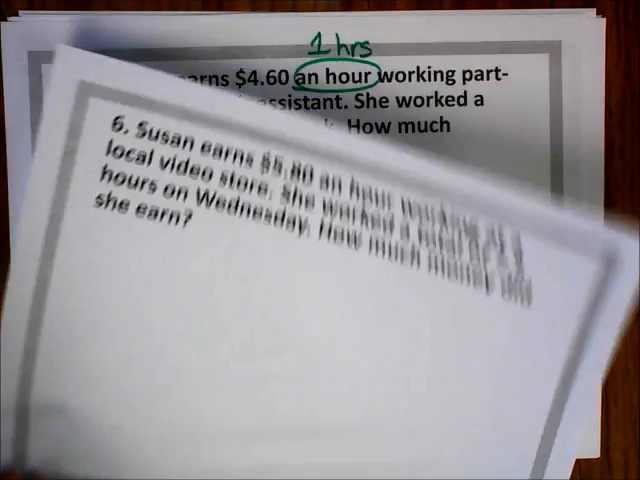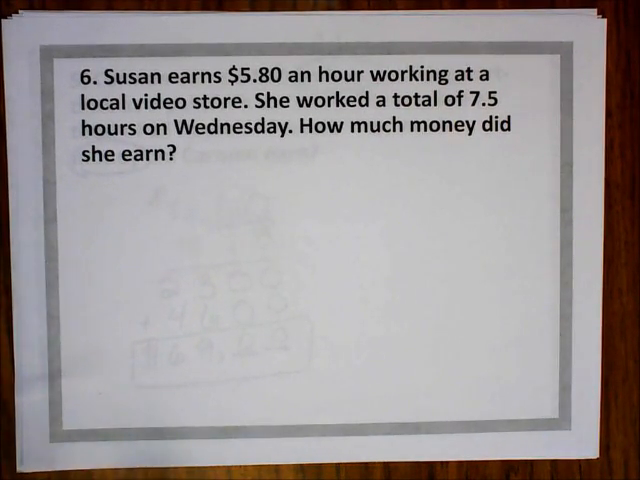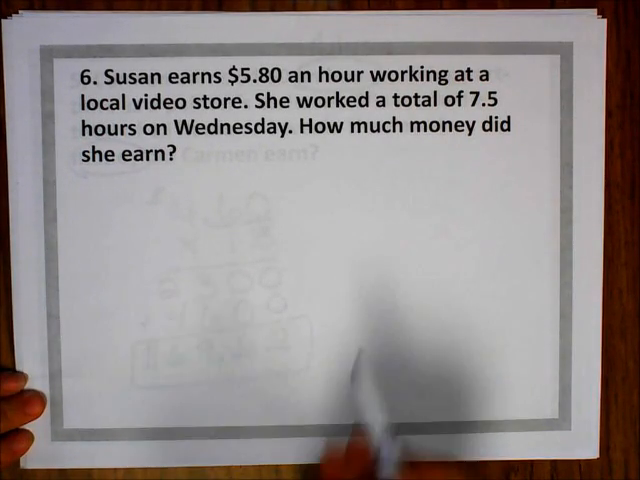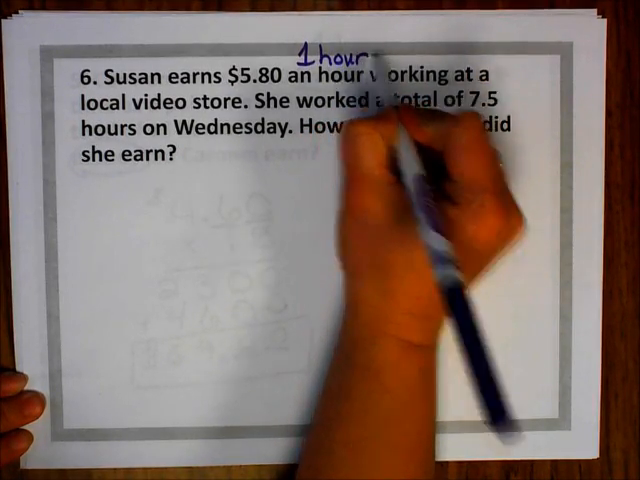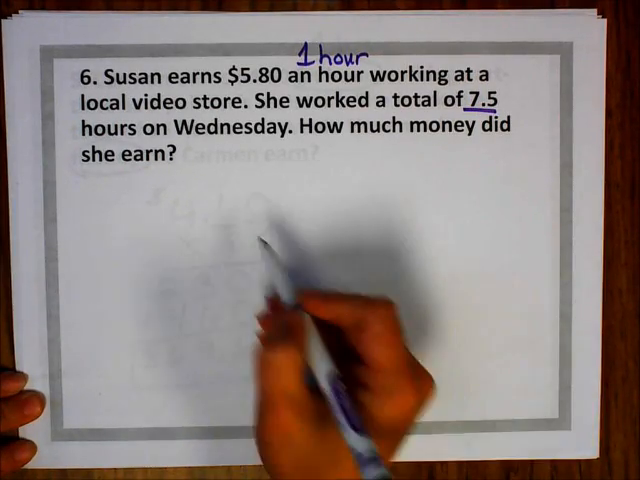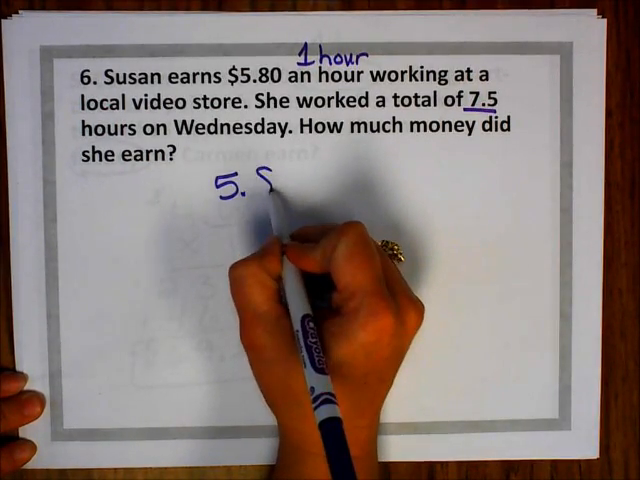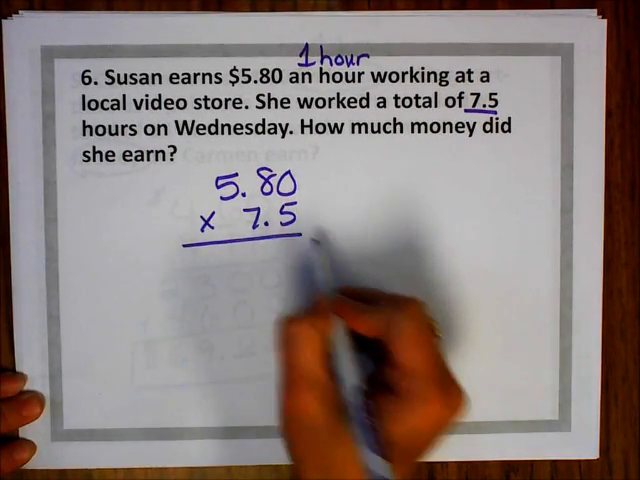Number 6. Susan earned $5.80 an hour working at a local video store. She worked a total of 7.5 hours on Wednesday. How much money did she earn? So I know that she made $5.80 for 1 hour. So to find out how much money she made in 7.5 hours, we're going to multiply. So $5.80 times 7.5.